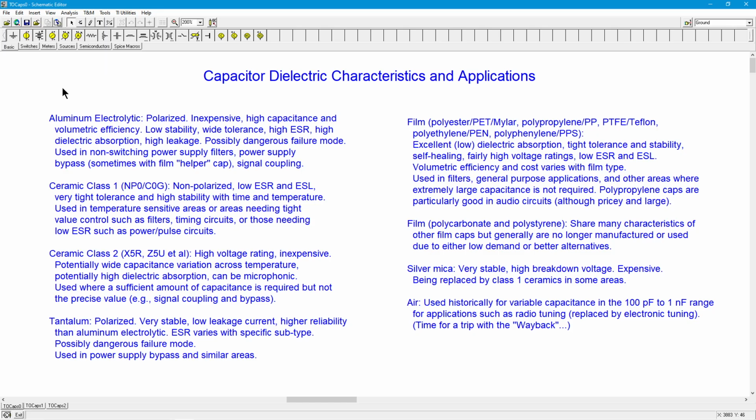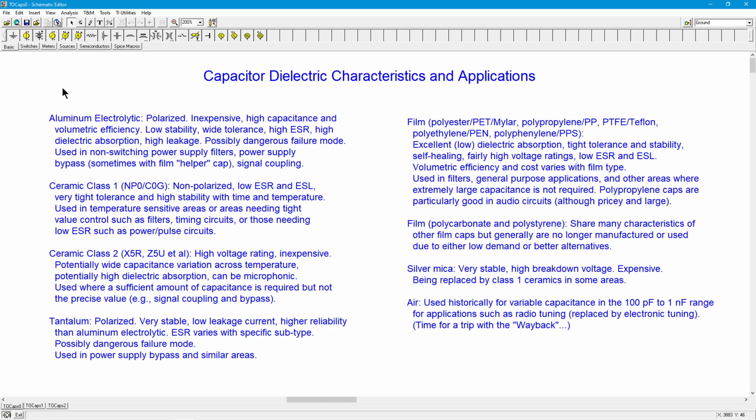So on the plus side, though, they are inexpensive. Great volumetric efficiency. Get a lot of farads in a small box. You can get very high capacitance values, hundreds of thousands of microfarads. They don't say millifarads. I don't know why that's the case. It's just kind of a weird thing. They always talk about thousands of microfarads. Go figure.